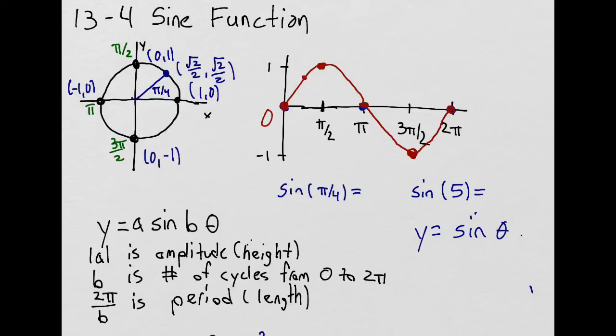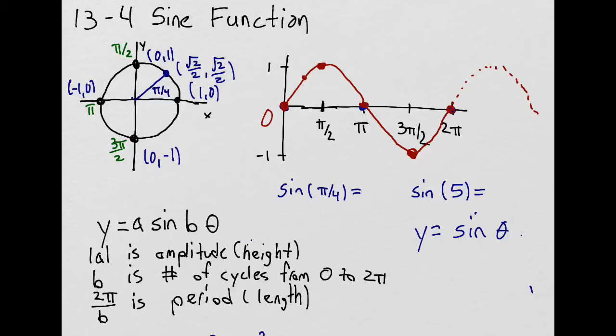What we drew right there is the graph of y equals sine theta from 0 to 2 pi. With these curves, what happens is they keep on repeating the same pattern over and over again forever. Why? Because we keep on rotating around the unit circle over and over again. So if I kept on drawing this, it would just keep on looking like that, repeating the pattern into infinity.